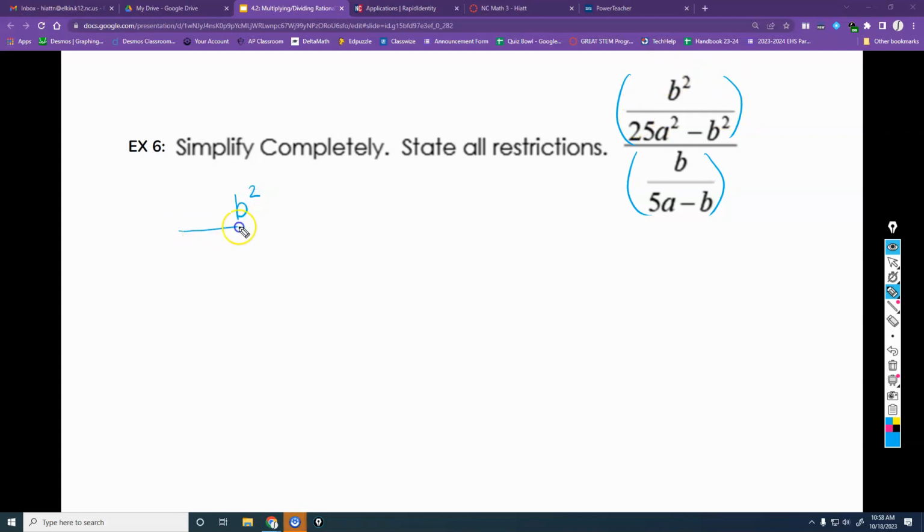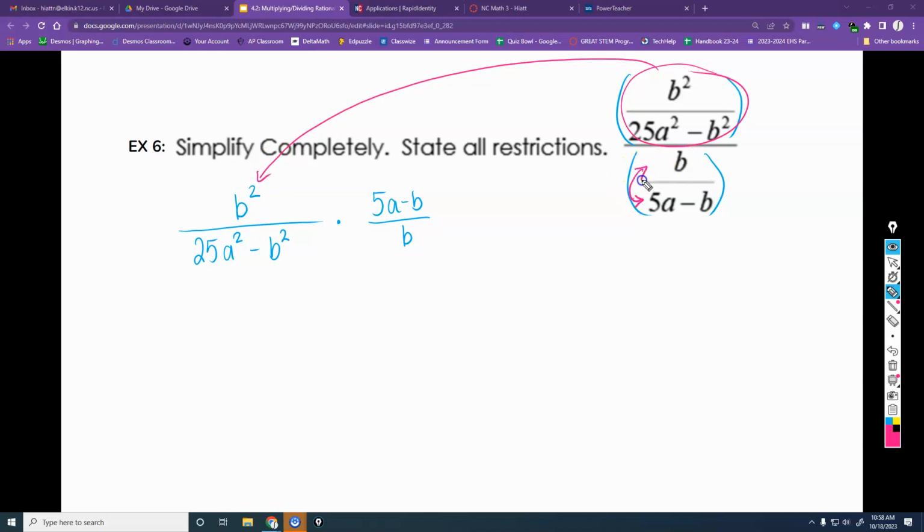B squared over 25 a squared minus b squared times, and you got to flip that bottom fraction. So you got 5a minus b over just the b. So we were just taking the top. It goes over here and stays the same. We take this one, we flip these two, and then that goes over here.